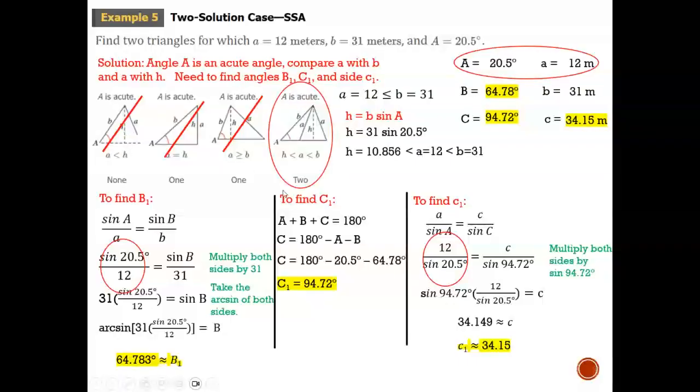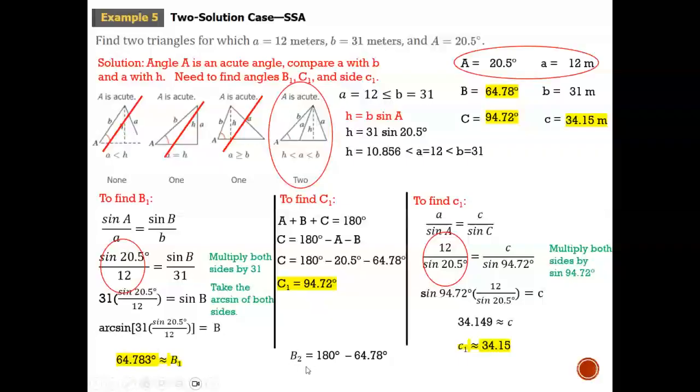Now, however, we knew in the beginning that we were going to have two triangles. So if you didn't know that, you might think, okay, well, I'm done. I solved. But we know there's two possibilities. So how do we start to get the second triangle? Well, when we know there's a second triangle, from the beginning, when you get one of those angles, you're going to take 180 minus that angle, which gives you another angle that's going to work to make another triangle.